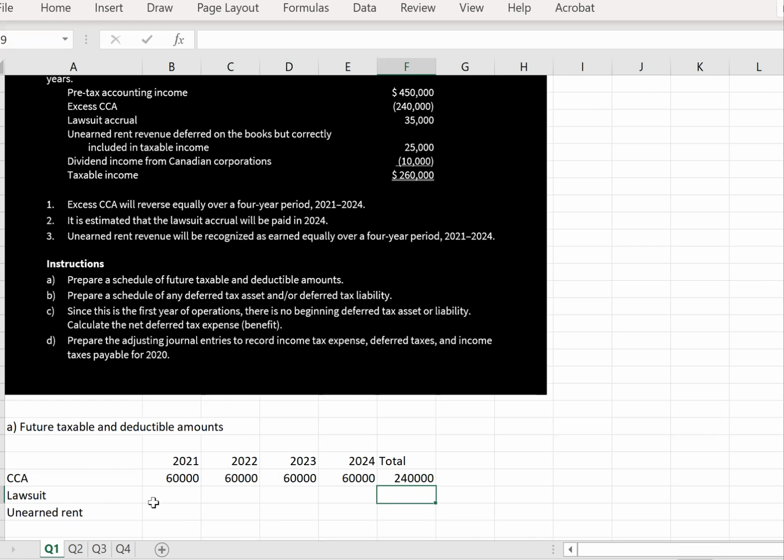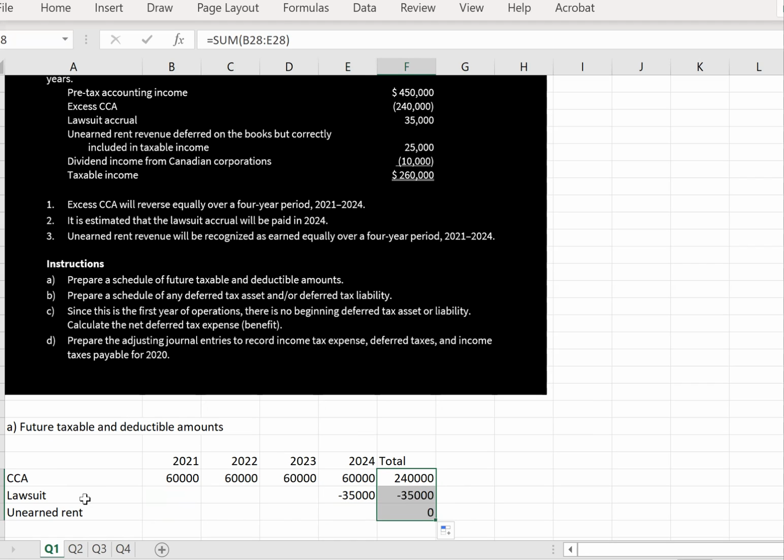What about the lawsuit? It says it is estimated that the lawsuit accrual will be paid in 2024. Right here, the lawsuit accrual increased our taxable income. So when we pay it, we're going to be able to reduce our taxable income. This is going to be a deferred tax benefit, meaning that we'll get a deduction in the future. It's going to be paid in 2024, so here I'm going to reduce my taxes by $35,000. And I'll just run my total.